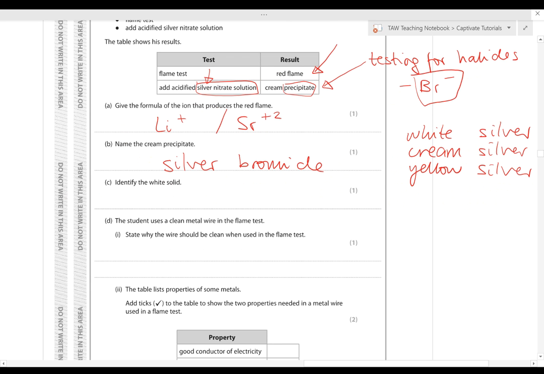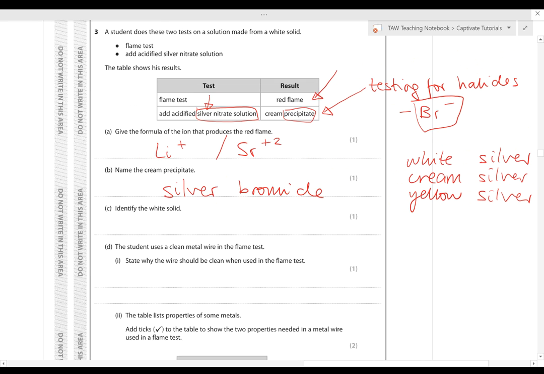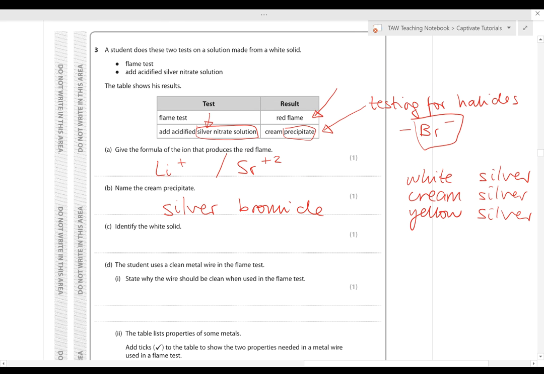Moving on, so we now want to identify the white solid. So we know that in a flame test it generates lithium or strontium. So we've actually got 2 options here. Doesn't matter which one you've selected. So we've got lithium, and we also know it contains a bromide ion. So it'd be lithium bromide, or in fact, strontium bromide. So either of those answers would be correct.